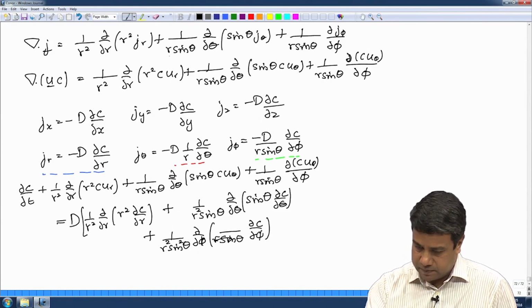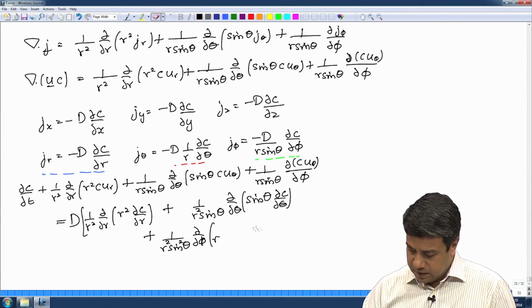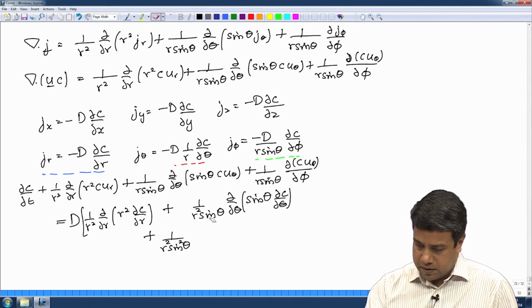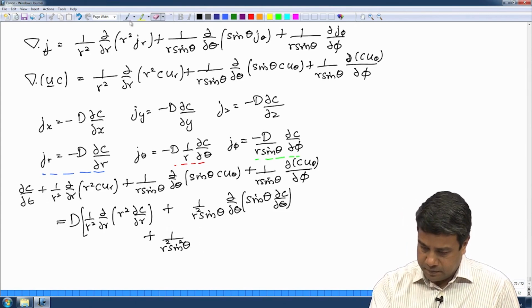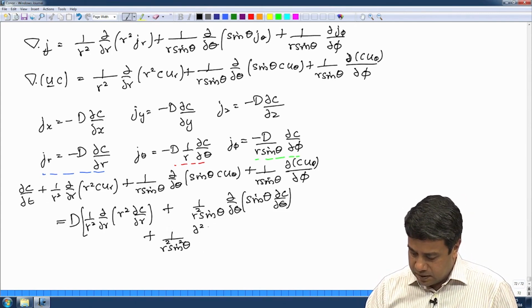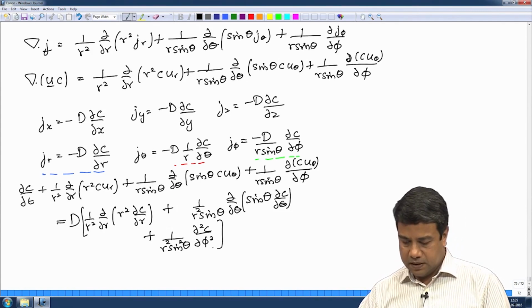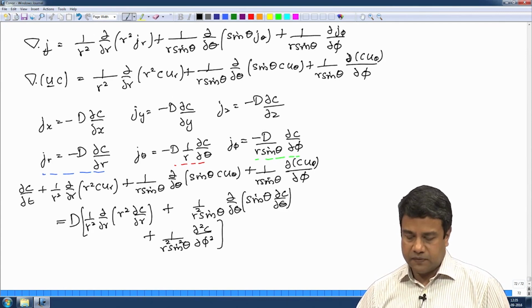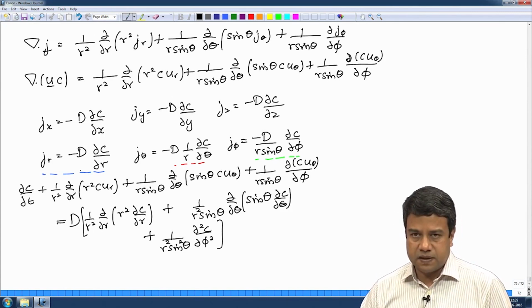So, let me remove this, and this term becomes partial square c by partial phi square. So, this is the right side. I have simplified it by just inserting the expression for the fluxes in.